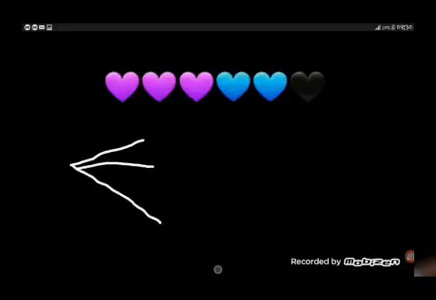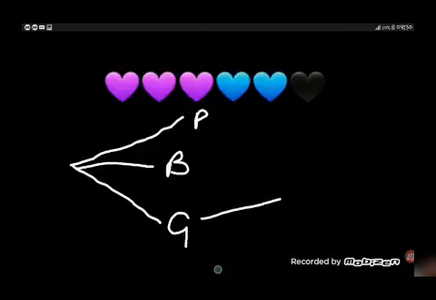When we have a scenario such as this one, to determine our tree diagram, we would firstly take note of the fact that there are 3 possible outcomes. Firstly, we could get a purple heart, a blue heart, or a green heart. After picking a green heart, there is no probability of picking any other green heart. So we just focus on purple and blue.